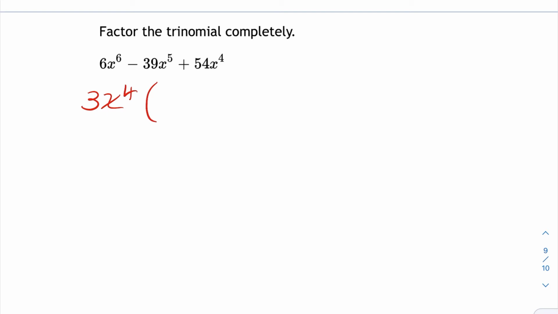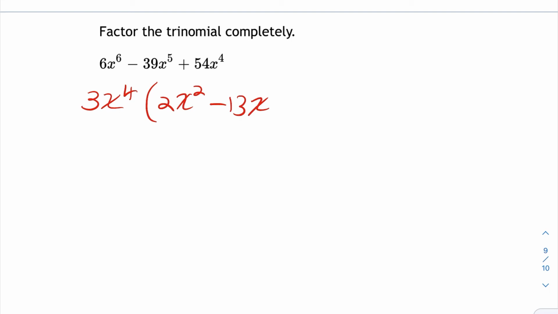So for the trinomial factor, the first term would be, well, 6 divided by 3 is 2, and x to the 6th divided by x to the 4th is x squared. So 2x squared is the first term. And then negative 39 divided by 3 is negative 13, and x to the 5th divided by x to the 4th is just x.